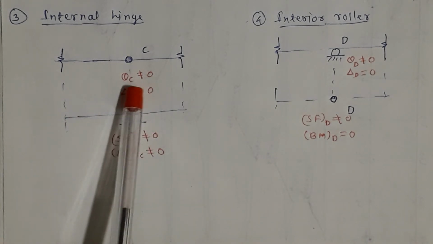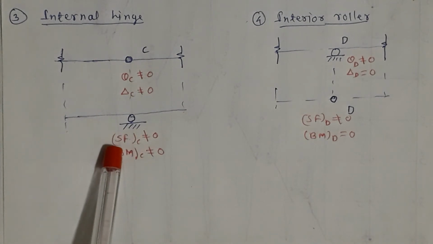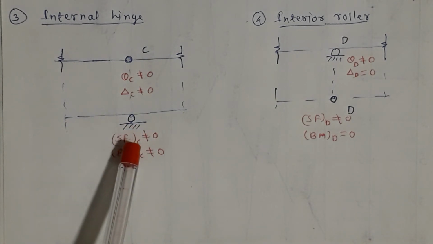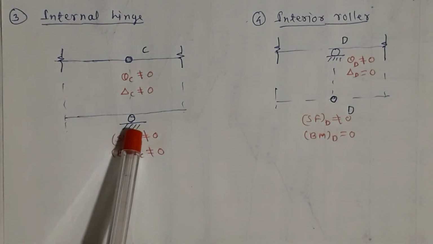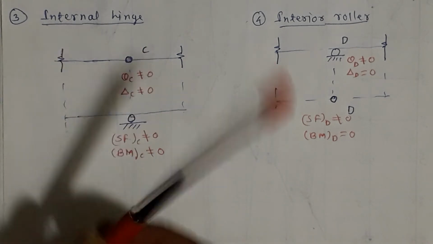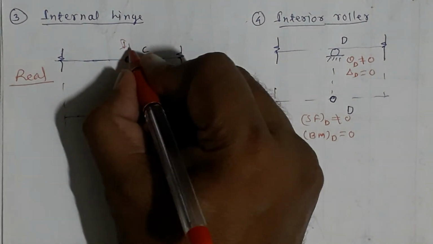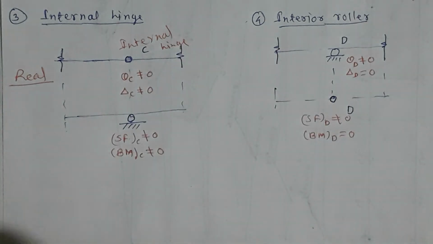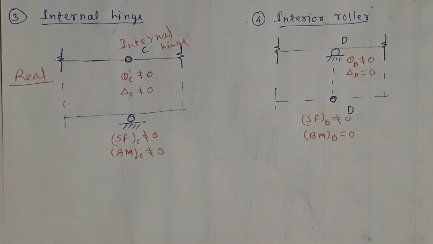As such, we should select a support in conjugate beam in such a manner that shear force should exist and bending moment should also exist, and these two conditions can be satisfied by an interior roller support. So internal hinge in a real beam becomes interior roller support in a conjugate beam.